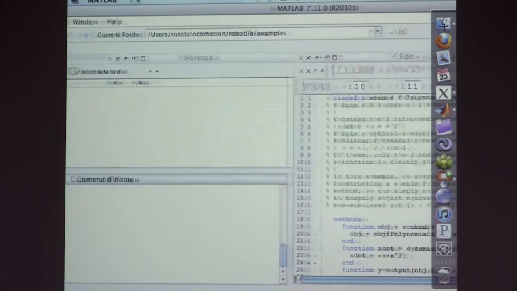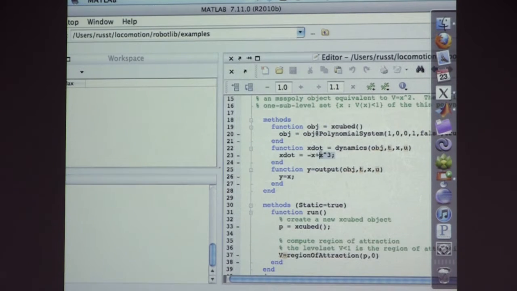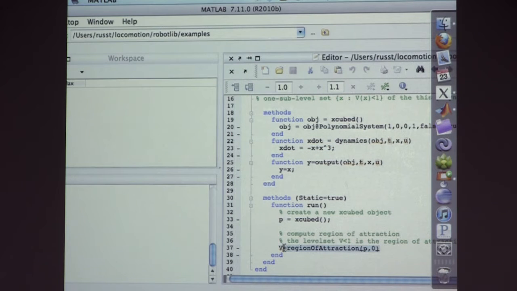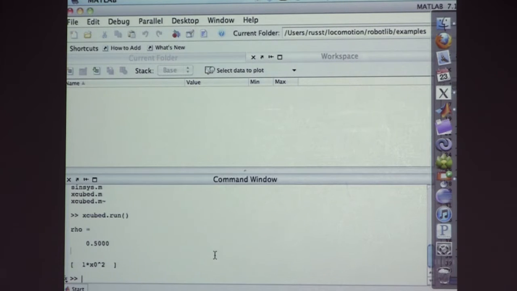This is where the tools are basically to the point where I just type in my dynamics, x dot equals negative x plus x cubed, and ask what's the region of attraction for it? They run really quickly, so this is basically instantaneous. It says the region of attraction is, this is the Lyapunov function that it generated, which is the same one I used on the board, x squared, and the rho is just telling you it stops at one. So that's cool, that's a trivial example, we could do that on the board.